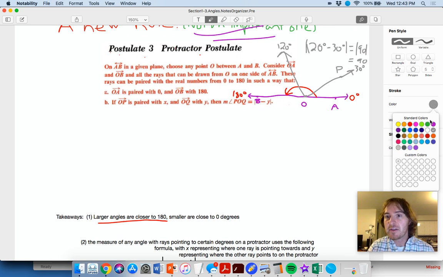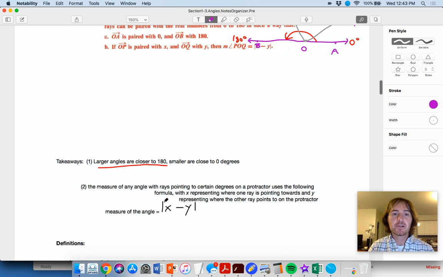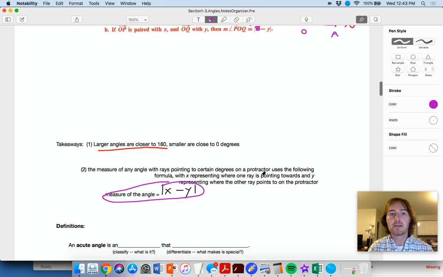And the reason why they do it this way is because, if we didn't know it's 120, this is pointing towards X on the protractor, and this is an unknown place that this ray is pointing here. What you just have to do is take the absolute value of X minus Y, and that would tell you what the angle measures. Sort of a formula to use. So anyways, the protractor postulate is just a formula to get the measure of an angle.